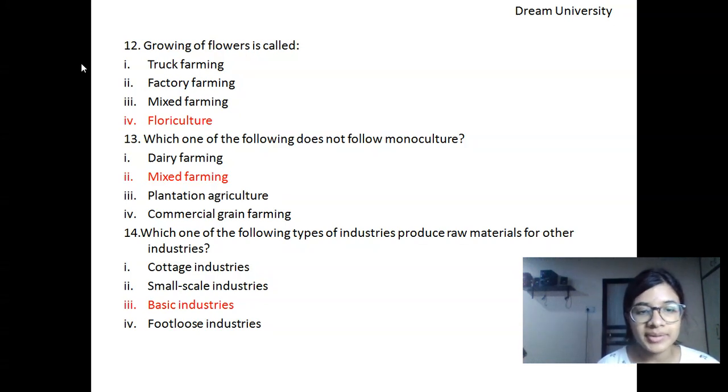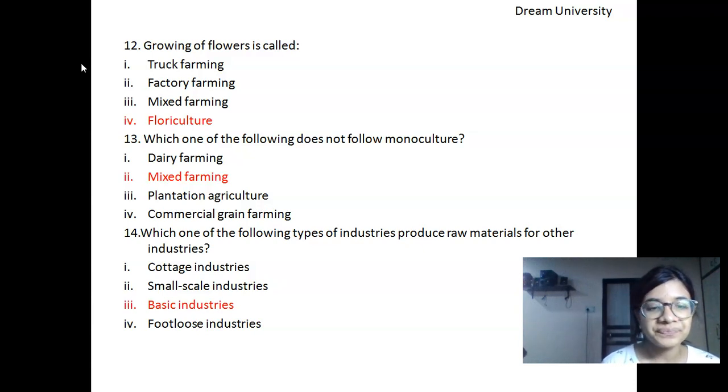Dairy farming, plantation agriculture, commercial grain farming. In all these, we are following monoculture. So as the name suggests, mixed farming. In mixed farming, we are not following monoculture. Then, which one of the following types of industries produces raw materials for the others? These are obviously basic industries as they are going to provide the raw materials required for the other industries.